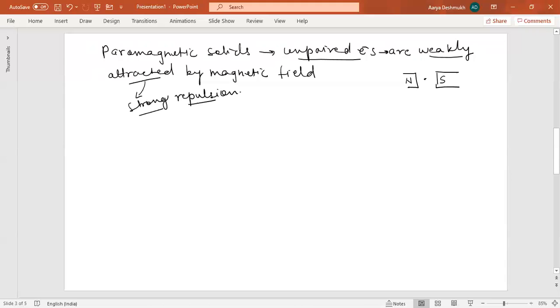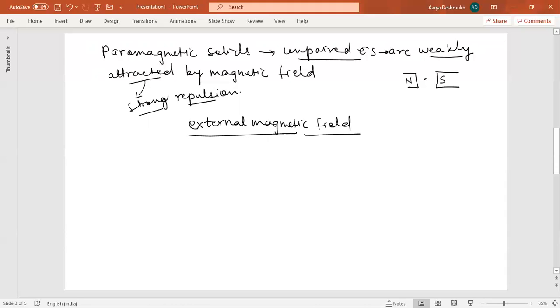Now these solids exhibit magnetism in presence of external magnetic field only. So they are behaving as a magnetic one in presence of external magnetic field. Remember, this is important in case of paramagnetic solids. So external magnetic field is needed to behave this paramagnetic solid as a magnetic one, isn't it? Or to show the magnetism.